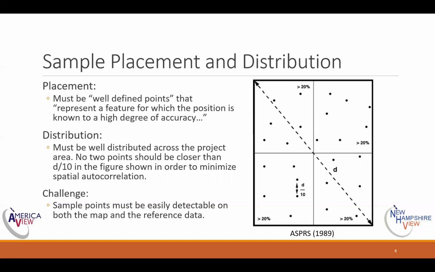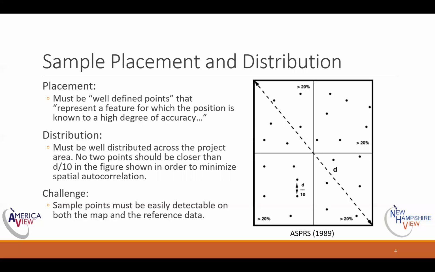And so ASPRS back in 1989 suggested this approach. And that is that you divide your map into quarters, and then you make sure that at least 20% of the samples occur in each of those 4 quadrants. Okay? If you do that, then you're going to get a good distribution of points across your map.